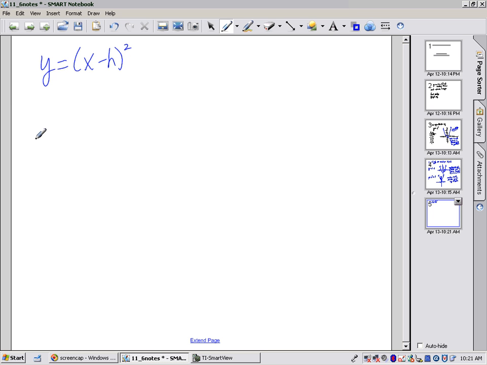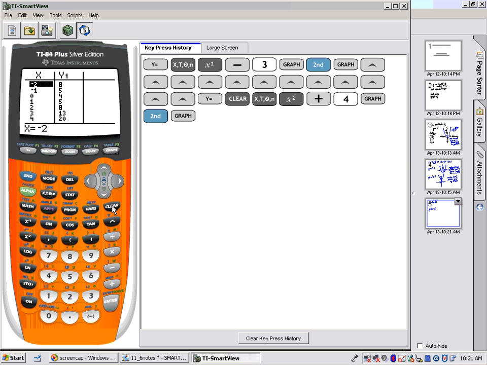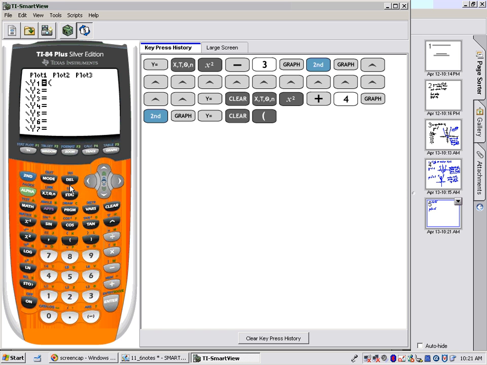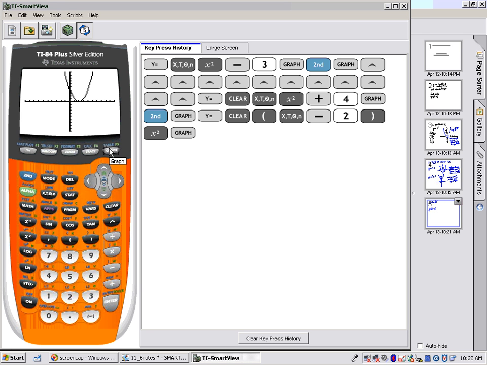So if I look at what is the graph of y is equal to, let's say, x minus 2 squared. We'll go back to y equals and clear this out. This one, because you have to do it in parentheses: x minus 2, close parentheses, and then square. And now if we graph, notice how this one shifts y is equal to x squared from the vertex of 0, 0. It shifted it over 2 units.